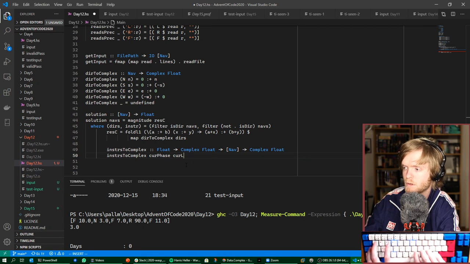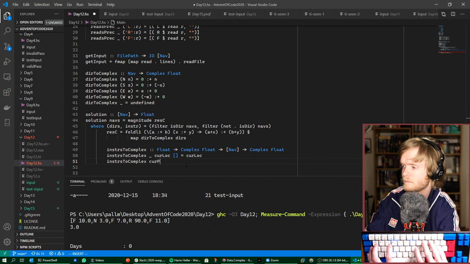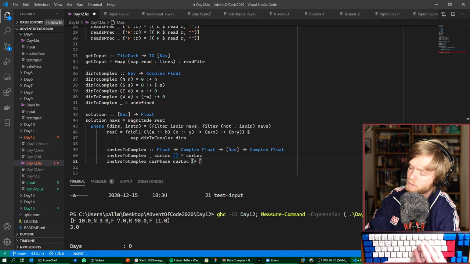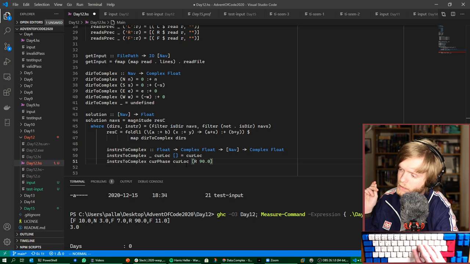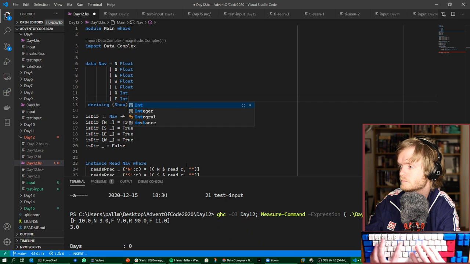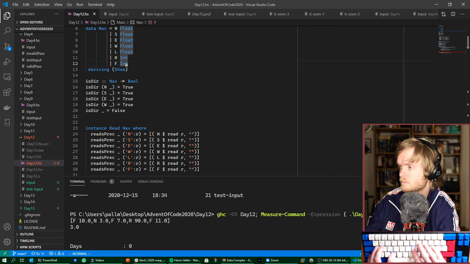Cur loc, and if we're the empty one, then we just return cur loc. Now insts, and it doesn't matter, insts to complex of cur phase cur loc. So if this is the case that this is F, okay, we don't actually need these to be positive, you can see this can be ints. Nice. Now, these two will be int.